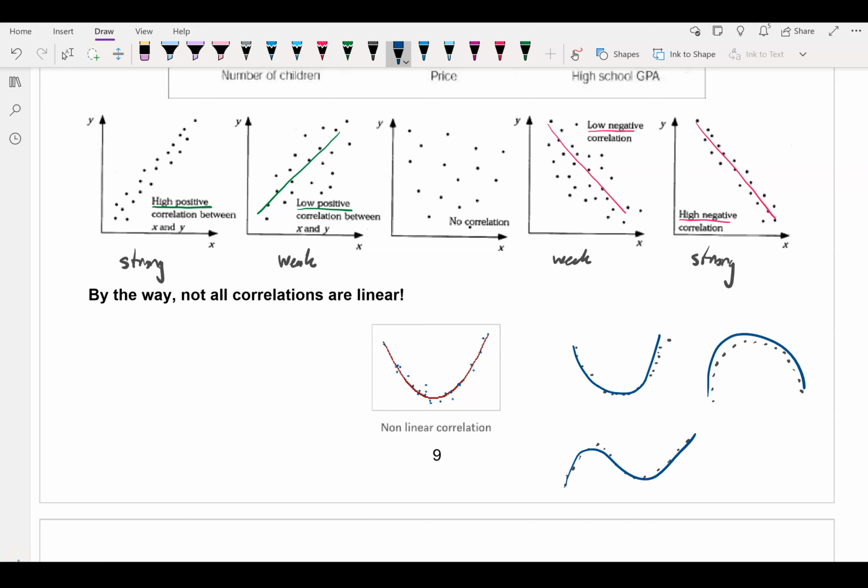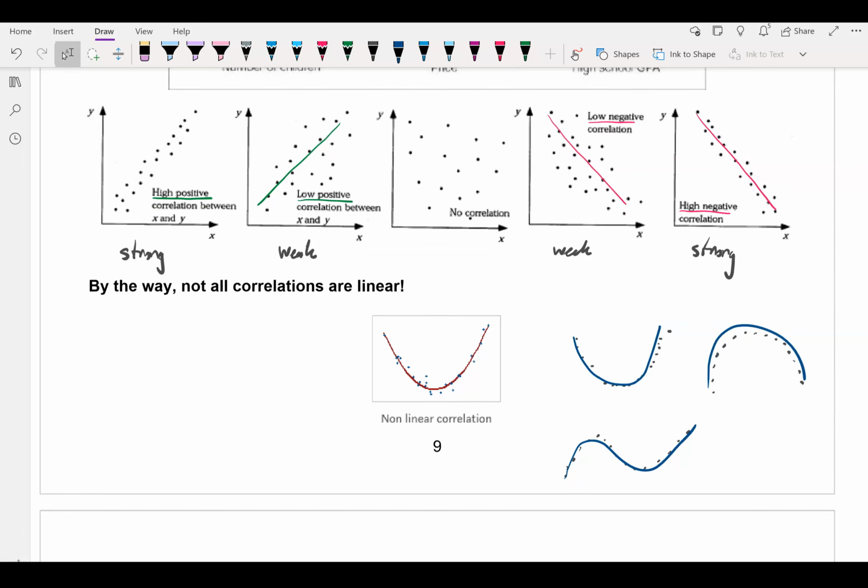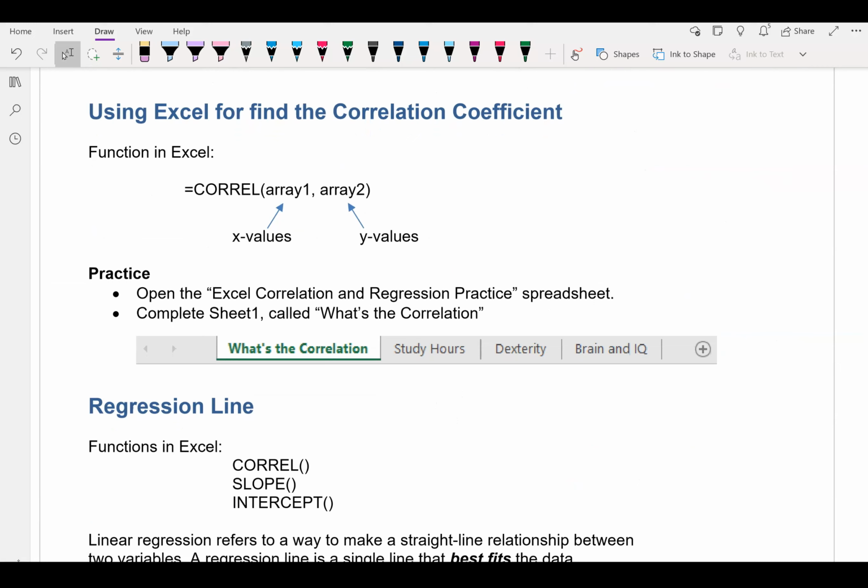So it's possible at this point you're wondering, well, we didn't do anything with the correlation coefficient when we did those previous questions, or when I made my own Excel chart. Well, now's the time for that. So let's use Excel to find the correlation coefficient. The function I'm going to use, I gave you a little foreshadowing earlier. It's this one right here. Now we're going to do the practice. Open the Excel correlation and regression practice spreadsheet, which will be on D2L, and let's do the first sheet called What's the Correlation?